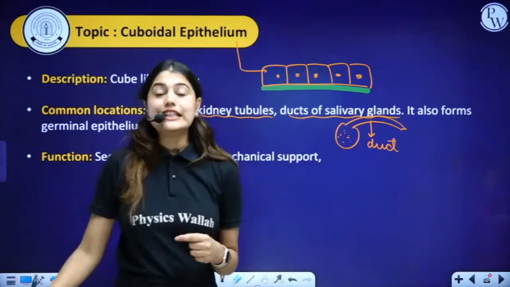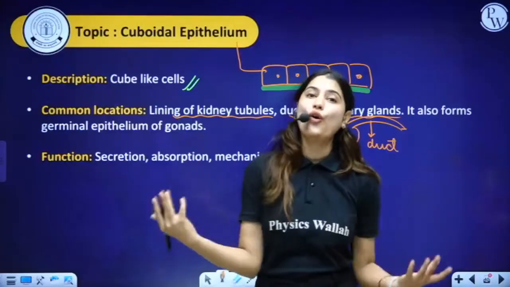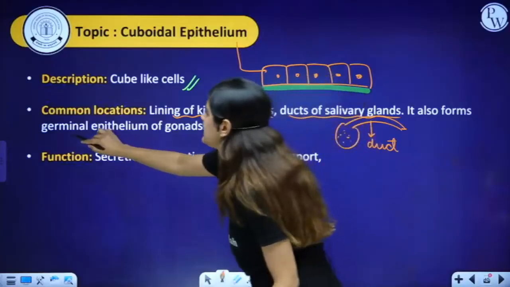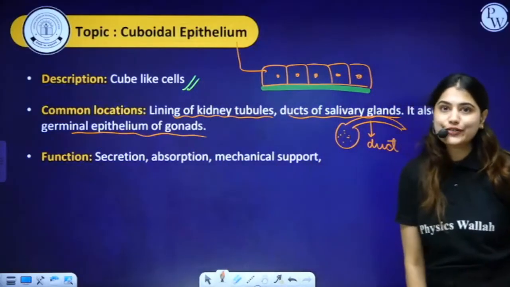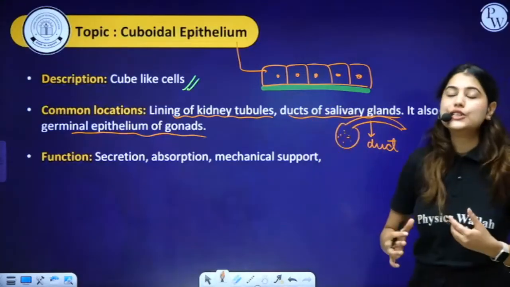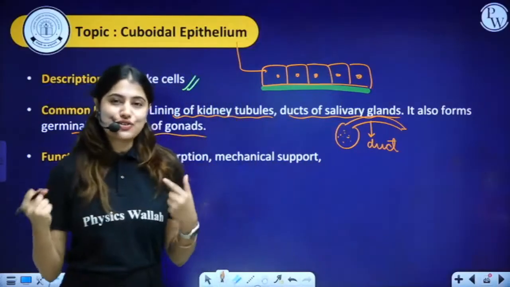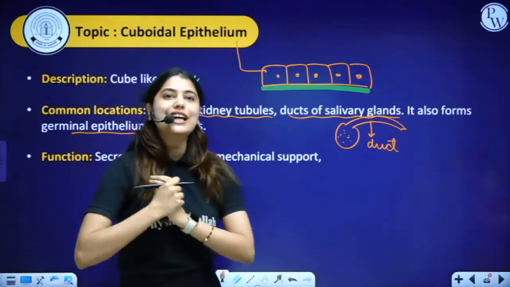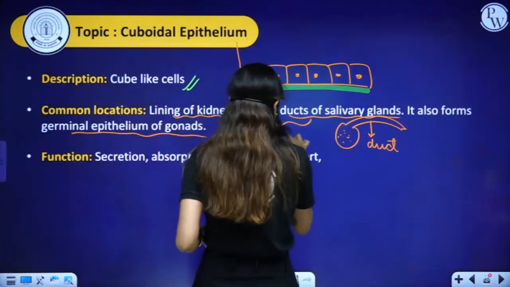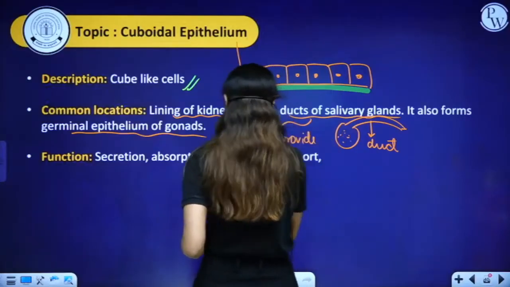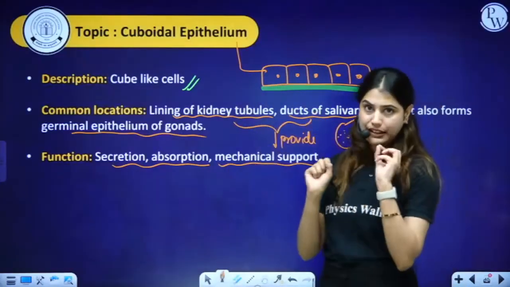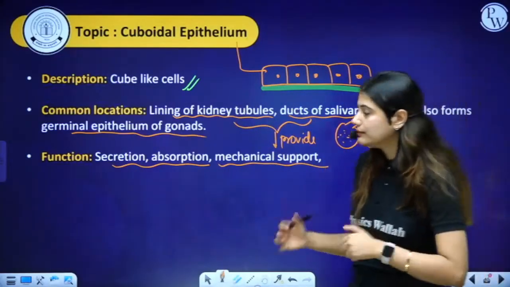Where else is it present? It is also present in your testes and ovaries, that is in your gonads, in your reproductive organs, right? What is the function? Here it will be providing strength. In the ducts and in the kidney tubule, it will be providing mechanical support. Also, secretion and absorption are other purposes. It will be secreting something, it will be absorbing something, right?